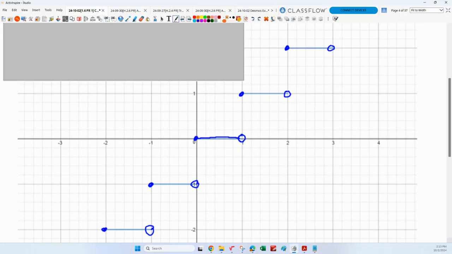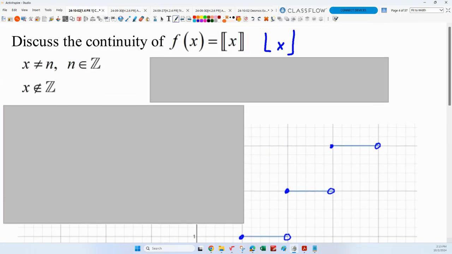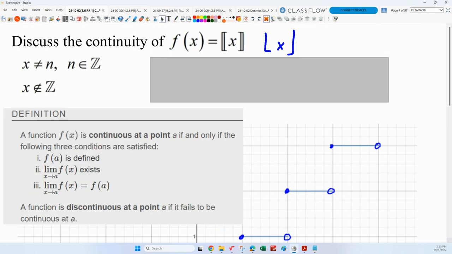Okay. So what could you tell me about this one? Discuss the continuity. Well, let's take the criteria one at a time. Where would be the points of interest for this function?